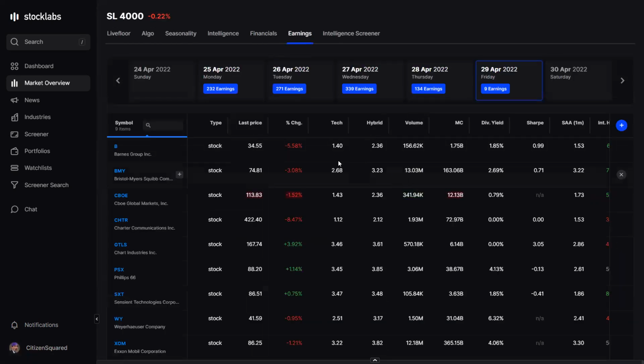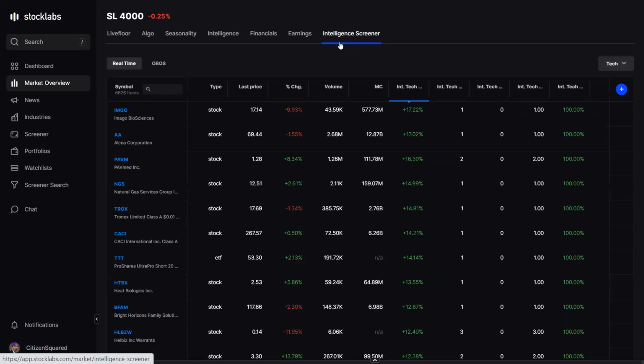Earnings, this is just an earnings calendar, pretty self-explanatory. You can just click through which days you want to look for. Some people are pretty active with trying to trade earnings releases just because, I don't know, sometimes they think they have an edge or whatever.